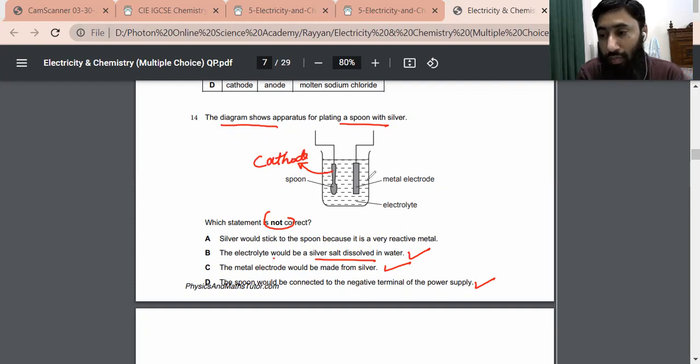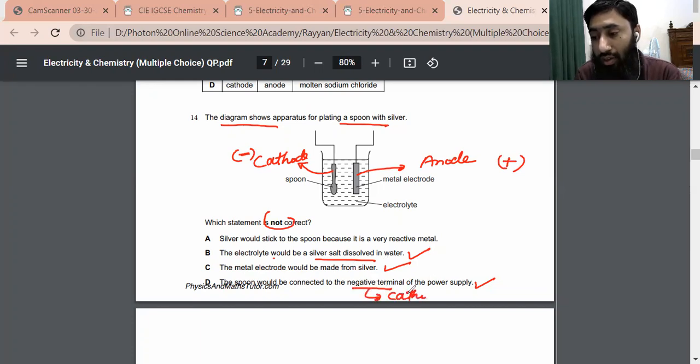And the other object is anode. Cathode carries negative charge, anode carries positive charge. So the spoon would be connected to the negative terminal, that is cathode. This is correct. The metal electrode would be made from silver.